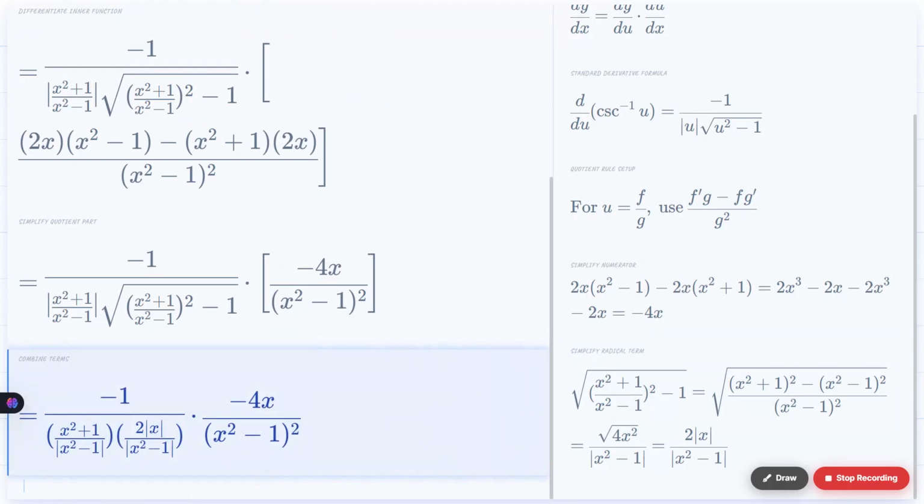We put all our simplified pieces together into one big expression. We do this to see how everything fits. This helps us prepare for the final steps.